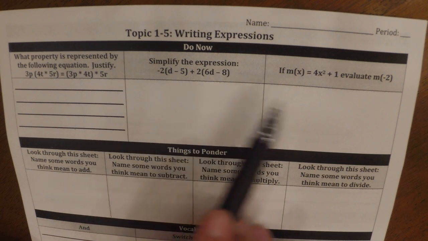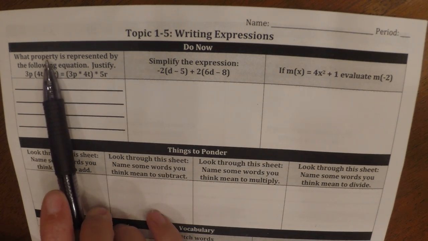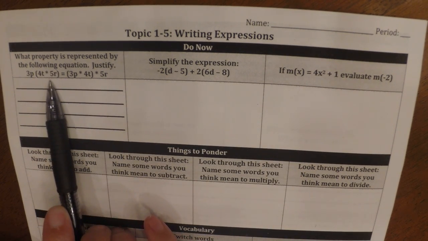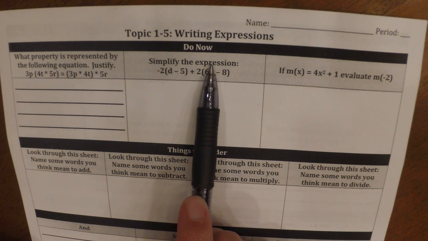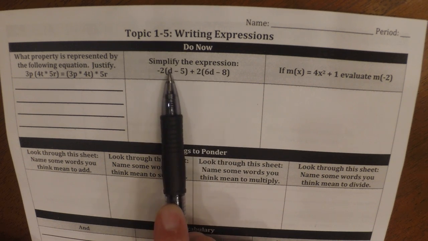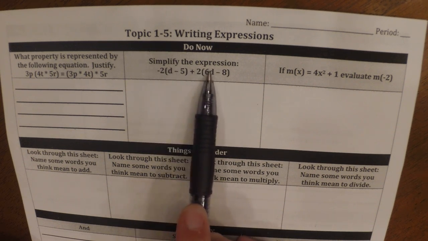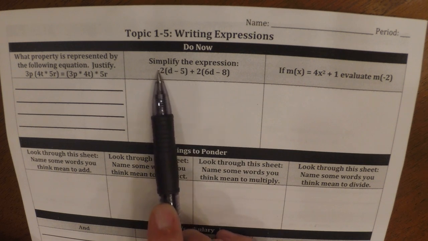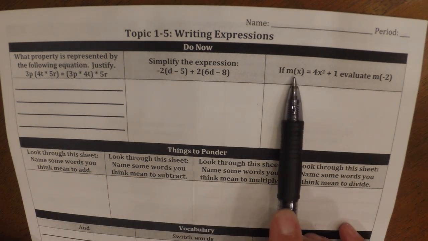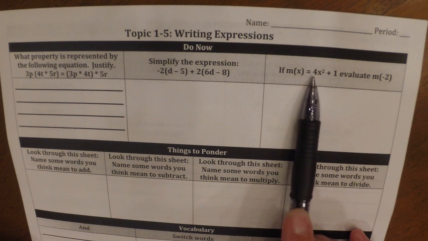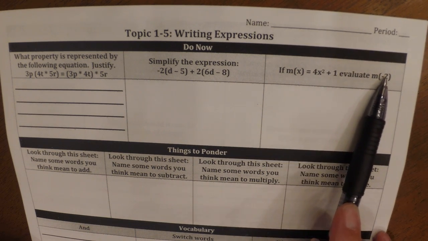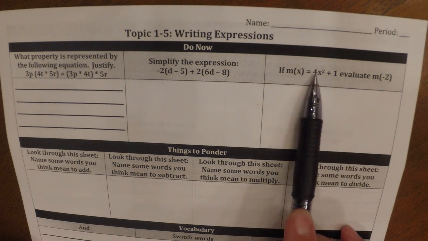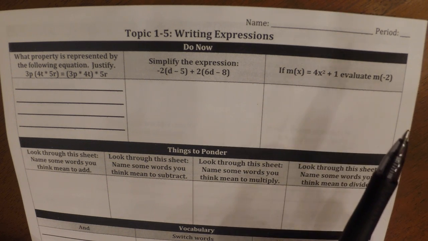So remember, here's the three do nows. This goes back to your properties, so you need to tell me if it's commutative, associative, or distributive, and then justify. In other words, tell me why. This is simplify the expression. Remember, side by side means multiply, so you are going to have to distribute first. Make sure you watch your signs. And then the last one, this is function notation. This is your most recent set of notes where you're going to evaluate this function if x is -2. So you're going to replace x with -2 and then get your answer.